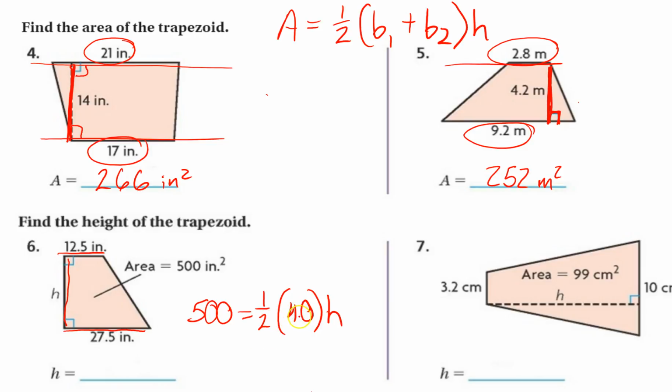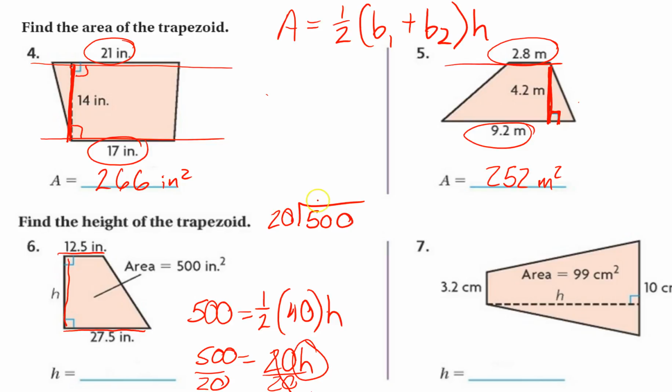So I can do this operation. Half of 40 is 20, so now I have 20h still equals 500. And then to get that h by itself, I just divide both sides by 20. 20h is multiplication. The inverse, the opposite of multiplication is division. Divide by 20, that leaves you with just h on this side. And then I just need to do that division of 20 into 500.